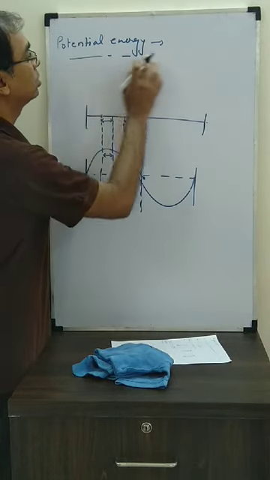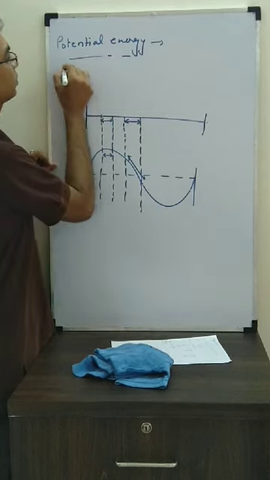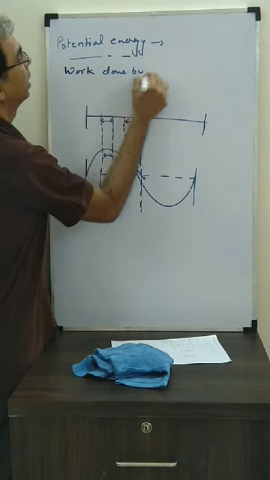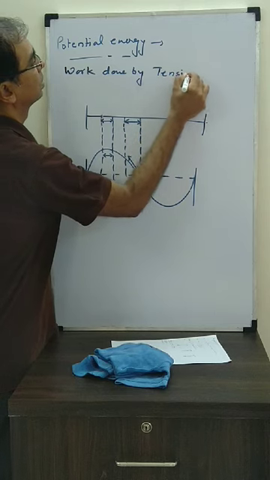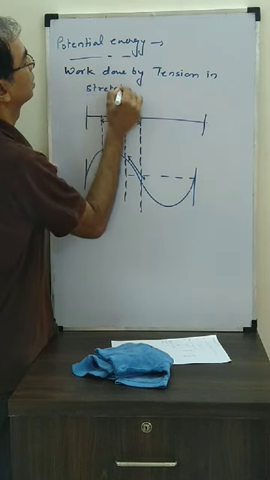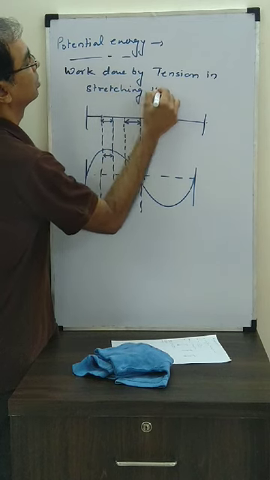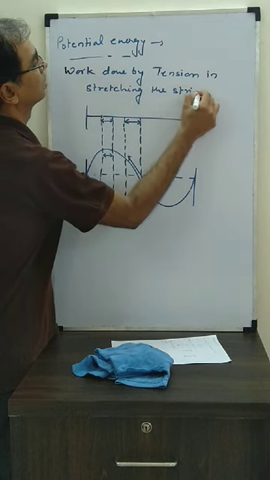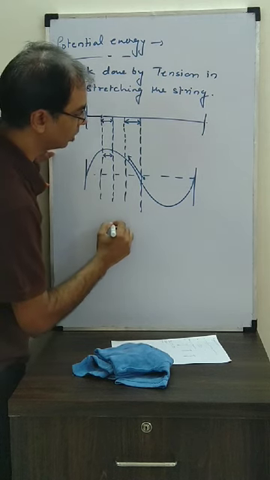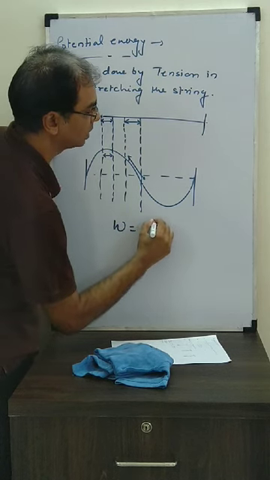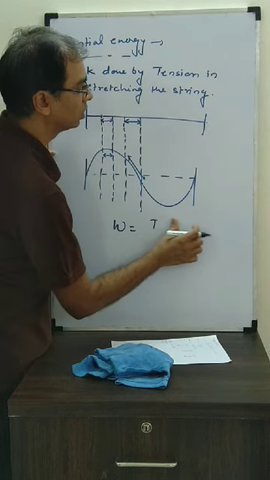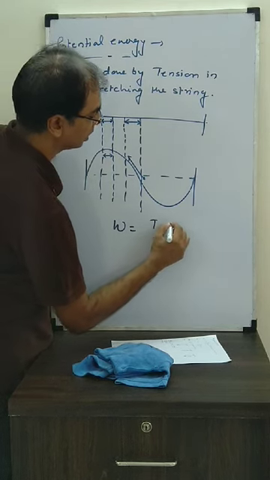So we say potential energy is basically what? Work done by tension in stretching the string. Okay, now work done by tension in stretching the string, how will we be writing? We'll be writing it as T into dx, or T into change in length, whichever you write, or dx is fine.